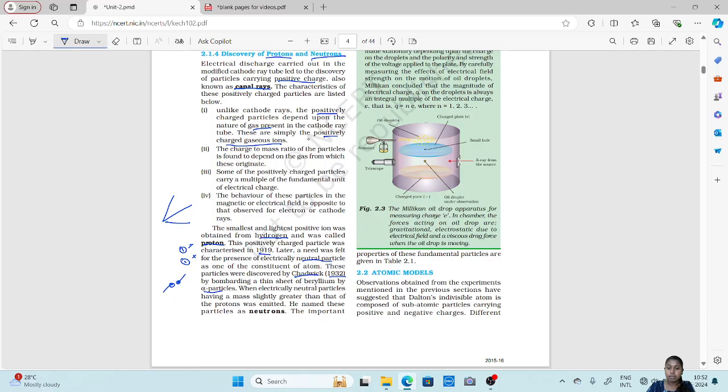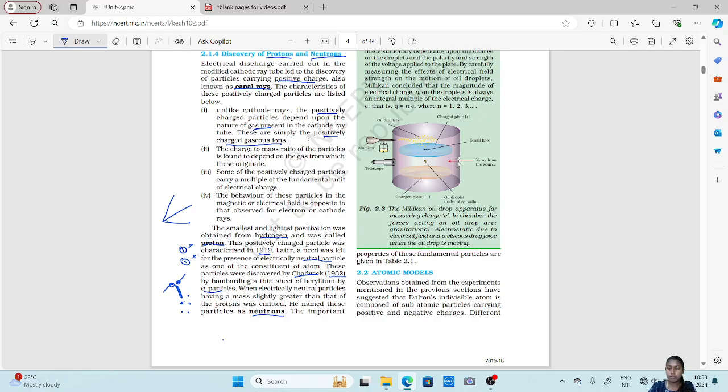During this bombardment, electrically neutral particles having a mass slightly greater than that of protons were emitted, and later these were named neutrons. Why are they named neutrons? Because they are neutral particles.